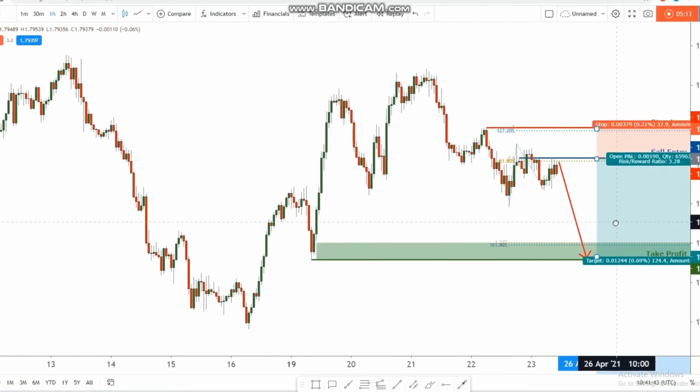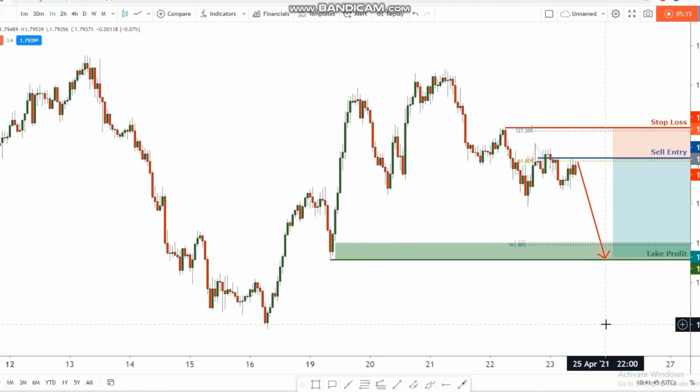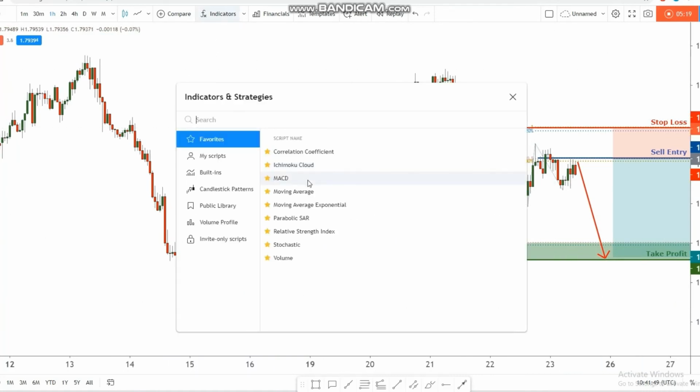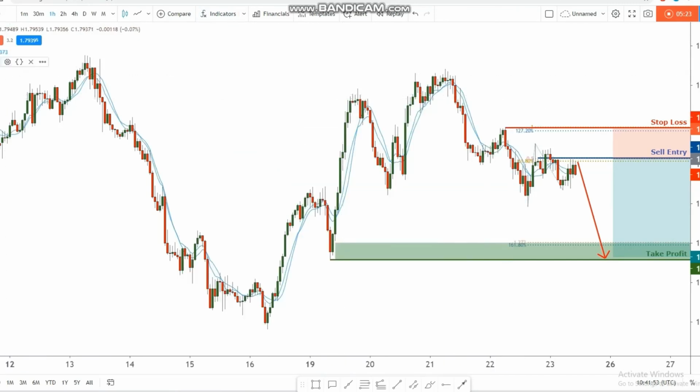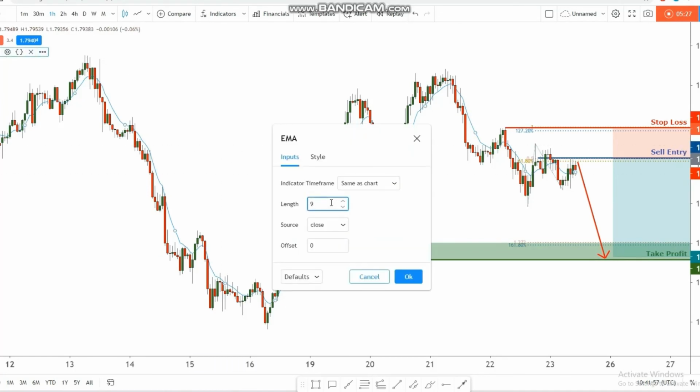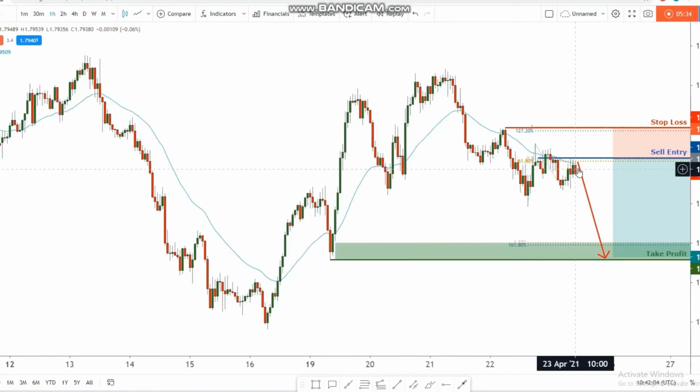Lastly, to put the final nail in the coffin, we can use an indicator. For this indicator, I'm going to use EMA, which is our moving average. For moving average, I'm going to set it to a Fibonacci number as our settings. So I can put 21 or rather 34. You can see that the EMA is currently above prices, showing a bearish pressure for prices.